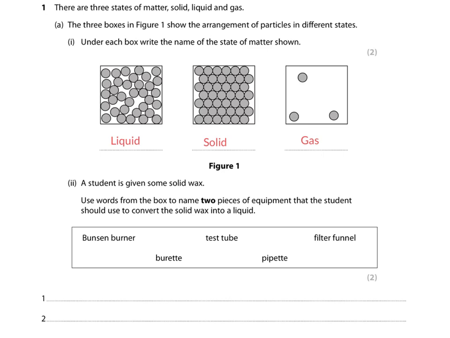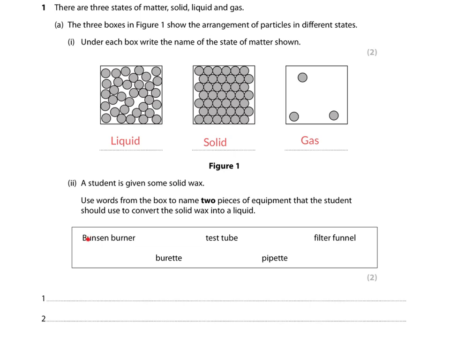So in this next question, the student is given some solid wax, and we have to use words from the box to name 2 pieces of equipment that the student should use to convert, that means change, the solid wax into a liquid. So we want to turn a solid into a liquid. So we need something that's going to heat up the solid to change it into a liquid. So a Bunsen burner would be a great choice to heat it up.